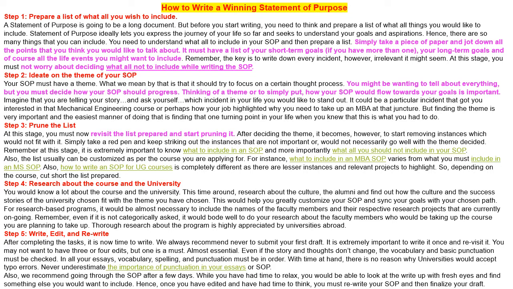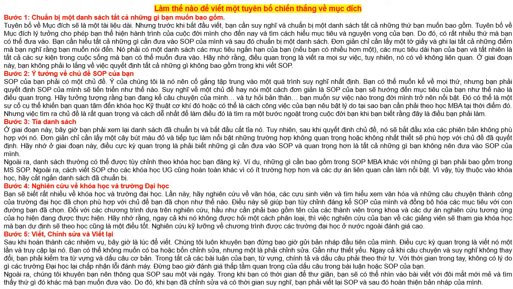In all your essays, vocabulary, spelling, and punctuation must be in order. With time at hand, there is no reason why universities would accept typo errors. Never underestimate the importance of punctuation in your essays or SOP. Also, we recommend going through the SOP after a few days. While you have had time to relax, you would be able to look at the write-up with fresh eyes and find something else you would want to include. Hence, once you have edited and have had time to think, you must rewrite your SOP and then finalize your draft.